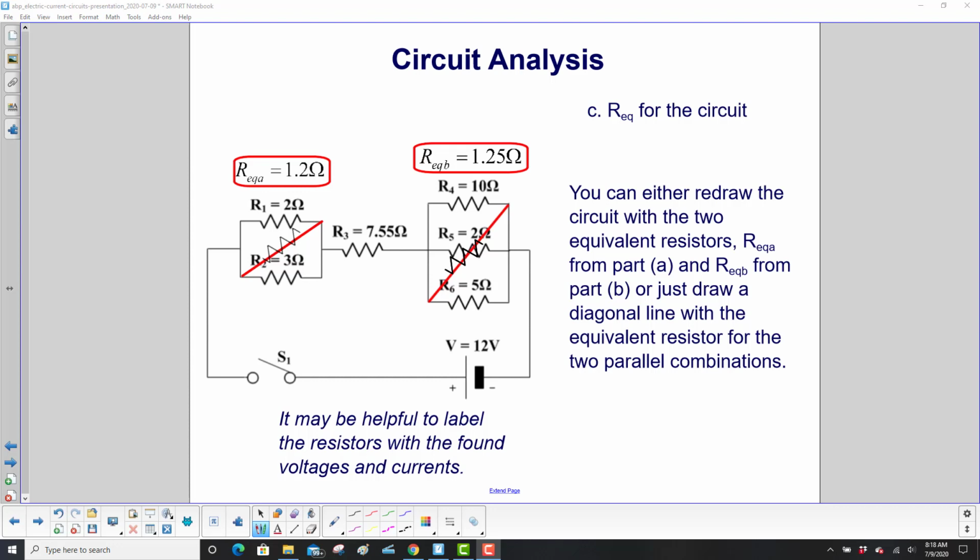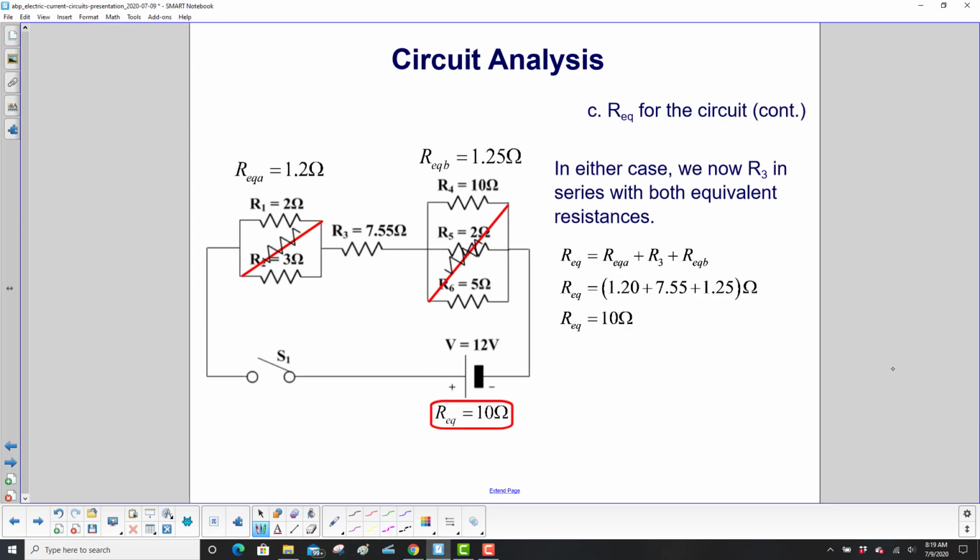R equivalent for the circuit. So before we just redrew the circuits with the equivalent resistors, here's another method of doing it. Draw a diagonal line with the resistor on it through the resistors that you worked with, and then right above write what the equivalent resistance are. So that's 1.2 ohms, and then the 3 parallel resistors we had 1.25 ohms. And it may be helpful, well it actually is very helpful, to label resistors with the found voltages and currents. So we're going to carry on with this process here because I've seen it done with the diagonal, I've seen it done with redrawing the circuit, whichever is more comfortable for you.